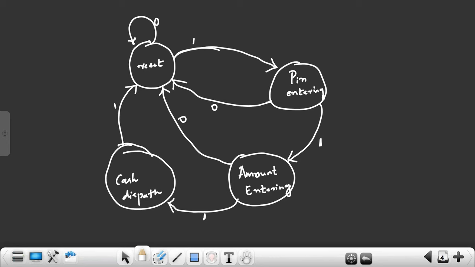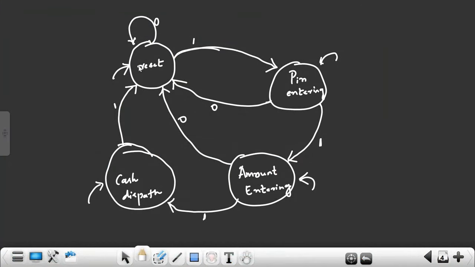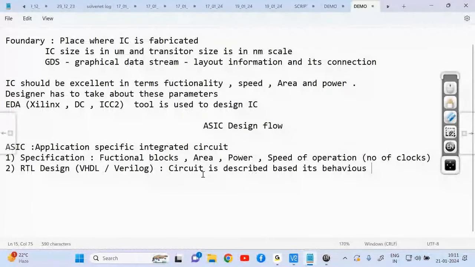So for this entire bigger circuit, first we form different states. Then we start writing the Verilog code to implement each state, describing the behavior of the particular state. That is called RTL coding. So why do we use RTL coding? RTL coding is used because we can describe the circuit based on its behavior. The bigger circuit is broken into different states, and for each state they write the Verilog program describing what the state is going to do. In that way, they use RTL coding. So RTL coding means Verilog or VHDL, and the design is in the behavioral form, correct?